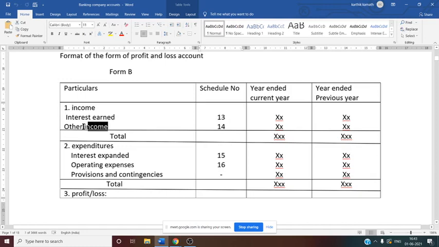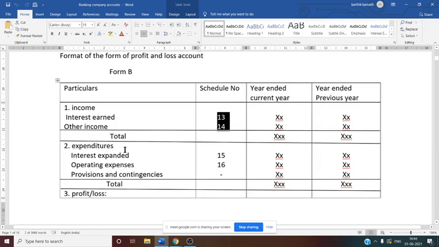Then other income, if any, that you can consider. Suppose any commission earned by the bank, any brokerage earned by the bank, you can consider here, schedule number 14. Then you have to make the total. That is nothing but the income total we want. How to get income total? Interest earned plus other income. Interest earned plus other income, you will get the income total.